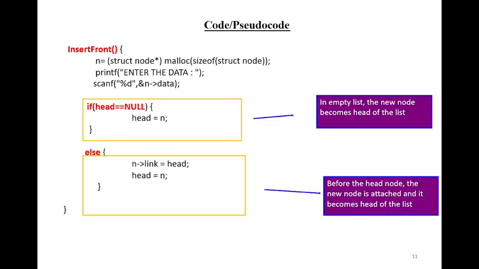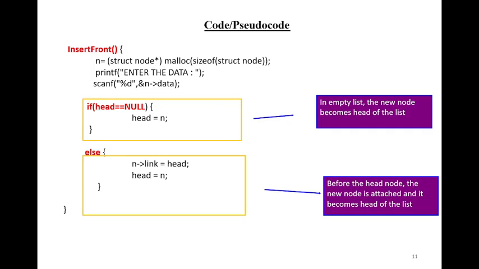Based on that I have given a pseudo code and also a program in C language. First we create a new node with the help of the malloc function. Afterwards we take the input data and verify whether head is equal to null, that means whether the list is empty. If the list is empty, head is equal to n. That means we are assigning the new node as the header node. The else part represents the list which already has nodes. So we have to store the header node address in the link field of the new node.